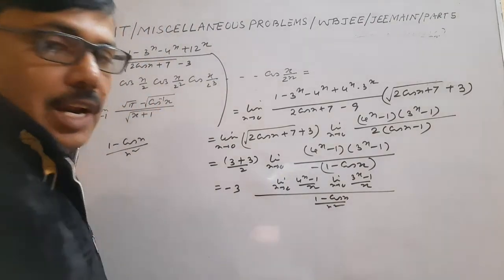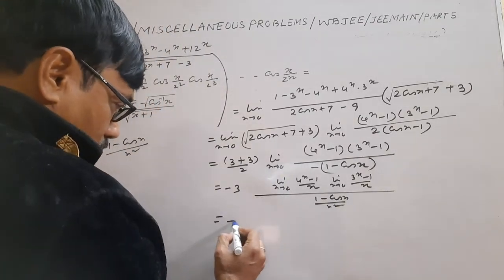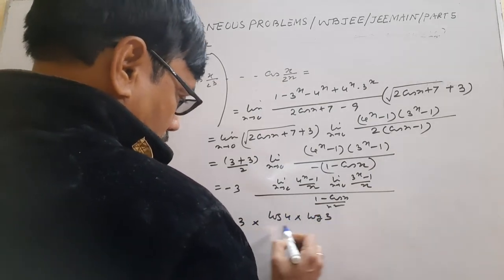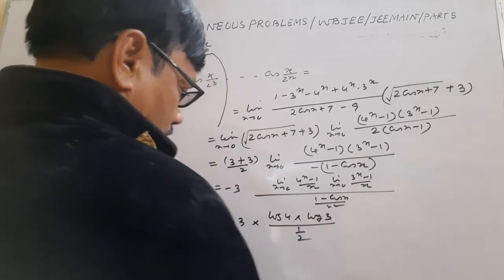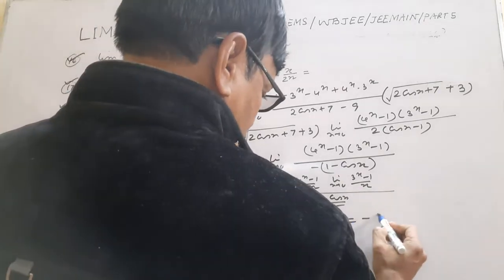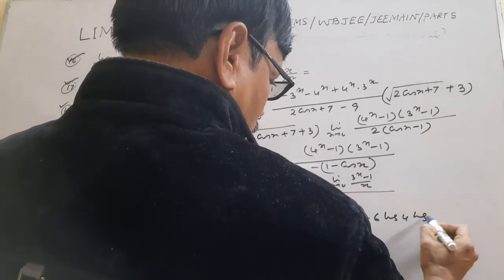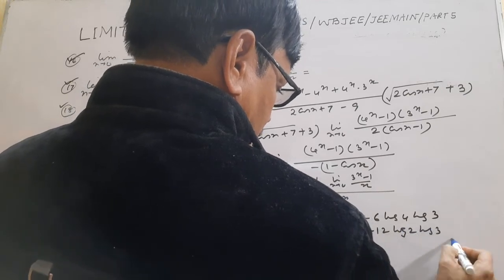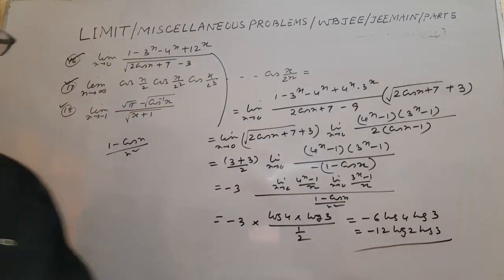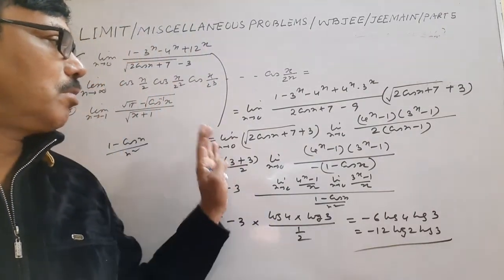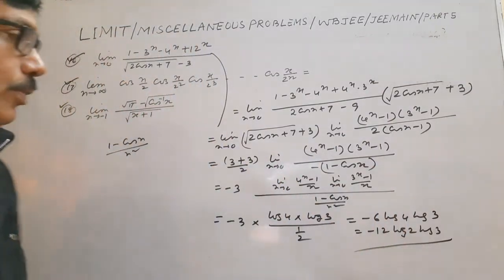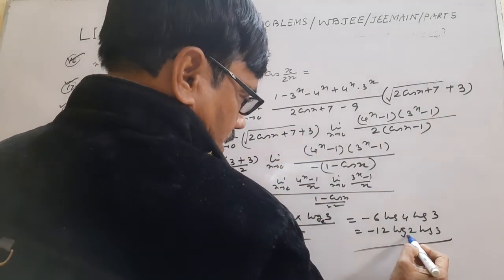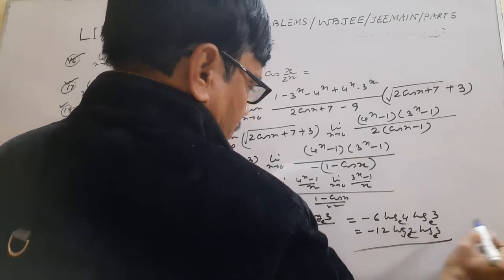So all are standard limits. So what is the value? Minus 3. This is log 4. This is log 3. And this is half. So minus 6 log 4 into log 3. Or minus 12 log 2 log 3. So this is the value of the limit. Very simple problem. So standard limit log 4, obviously base is e. If it is not given, base is e.